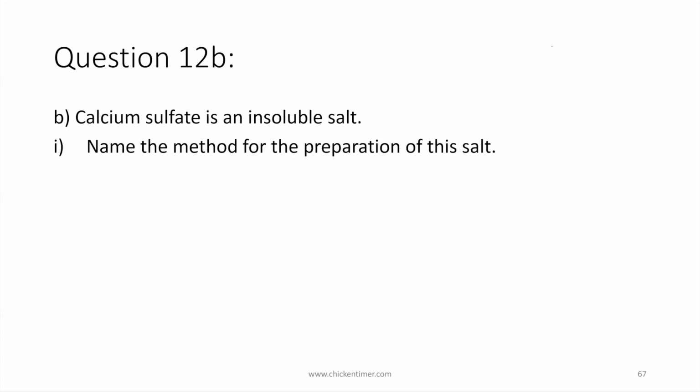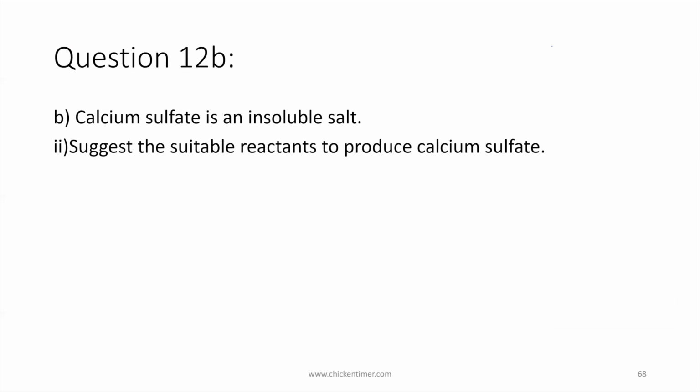Calcium sulfate. Precipitation. Okay, why precipitation? Acid, insoluble salt. Okay. This suggests the suitable reactants to produce calcium sulfate. Calcium nitrate and sulfuric acid.